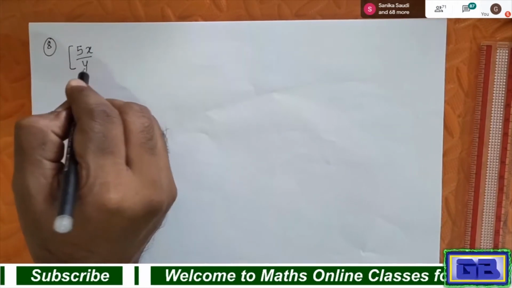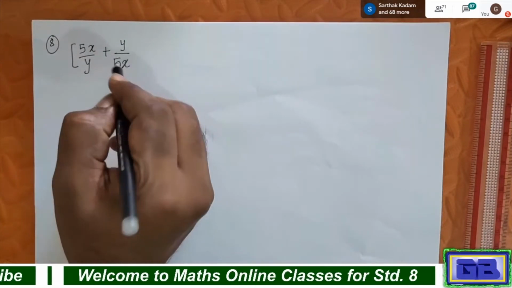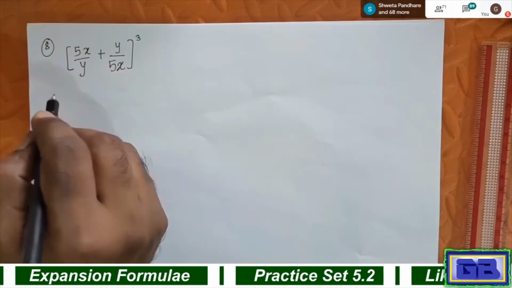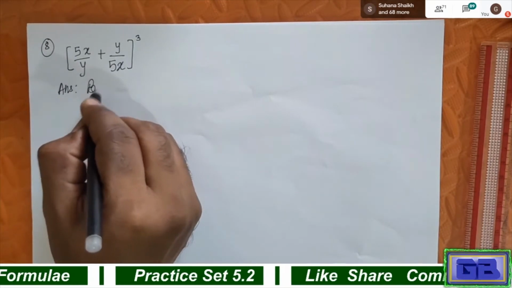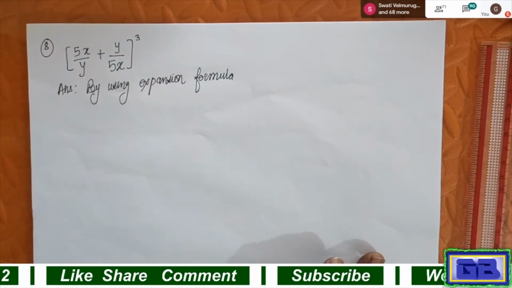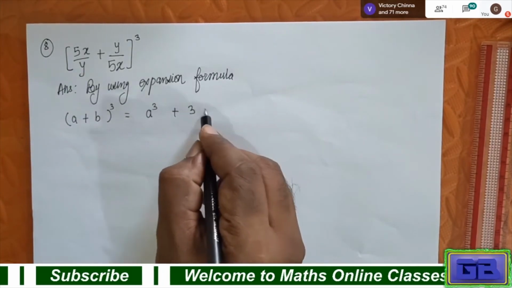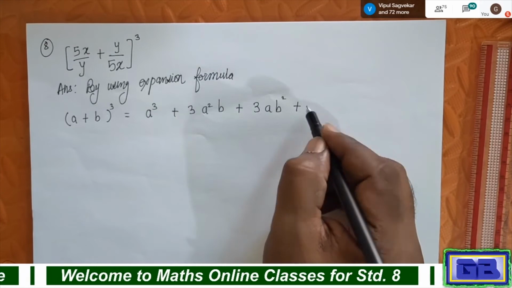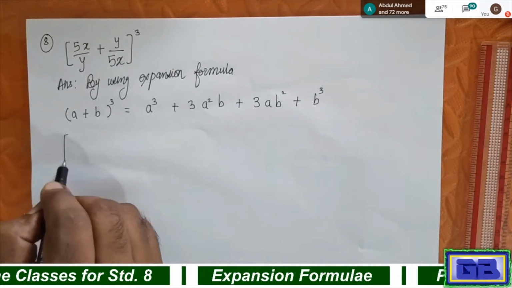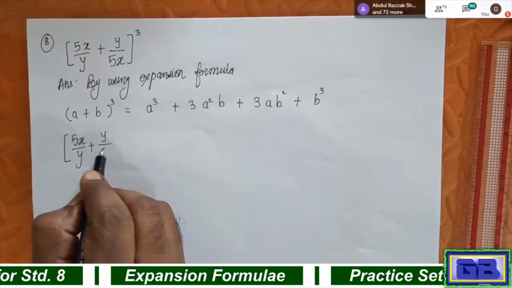(5x by y plus y by 5x) bracket cube. Write down the answer by using the expansion formula. (a plus b) bracket cube equals a cube plus 3a square b plus 3ab square plus b cube. Take the question down. 5x by y plus y by 5x.